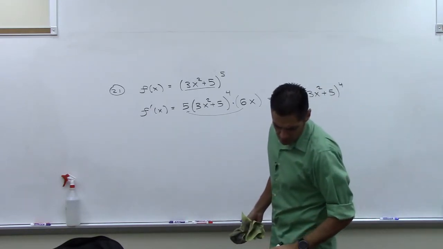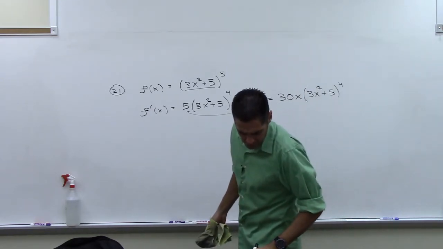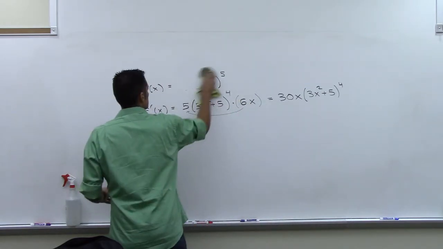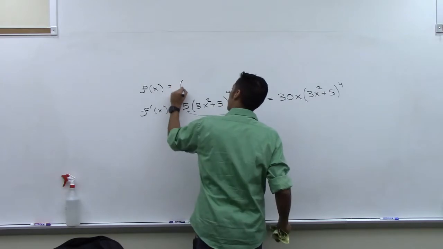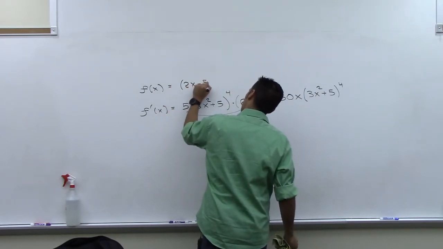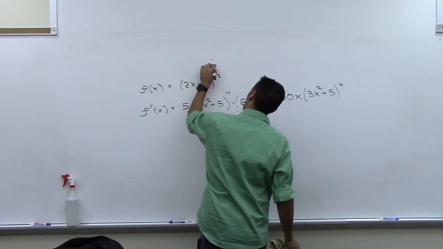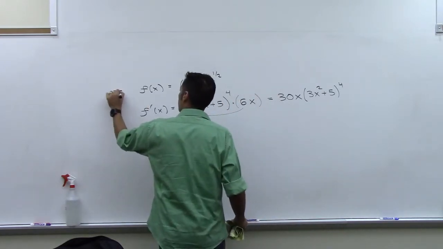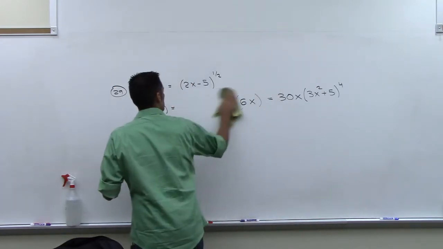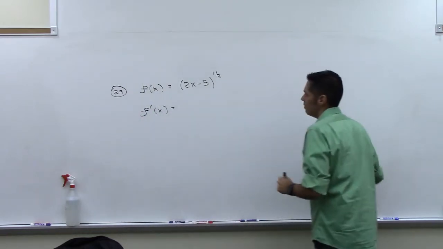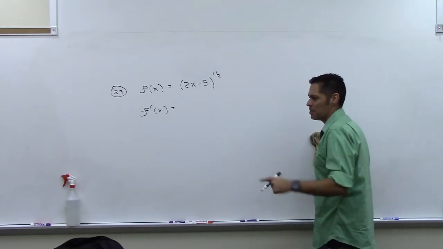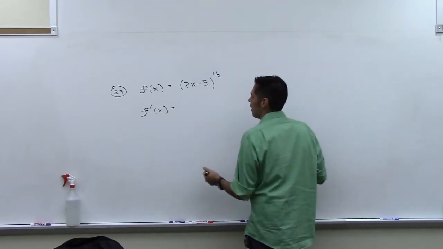All right, number 29. 2x minus 5 to the 1/2. And this is number 29. We've kind of got a scratch record we're skipping, but who listens to records?